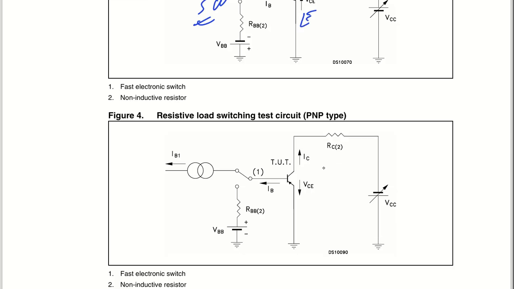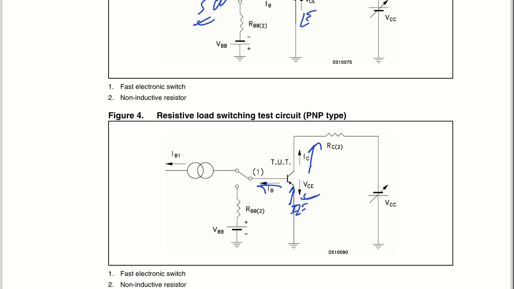Coming back to the PNP type, the transistor will be going like this. The collector current will be coming out of the collector terminal, and in the same way the base current will also be flowing out. This is VC it is showing, but if I see IE, IE will be flowing like this. So IE is the summation of IC plus IB.